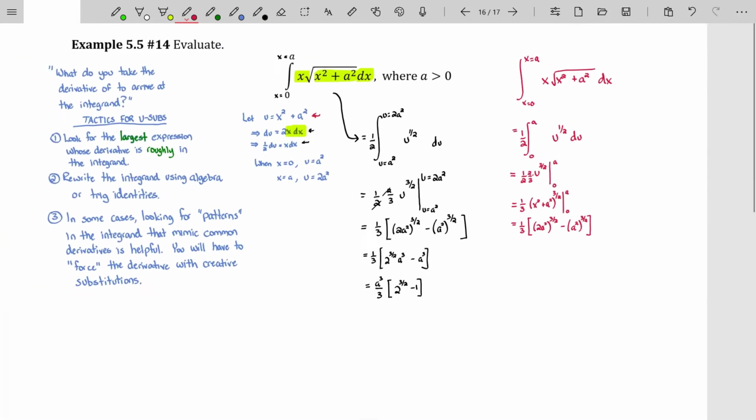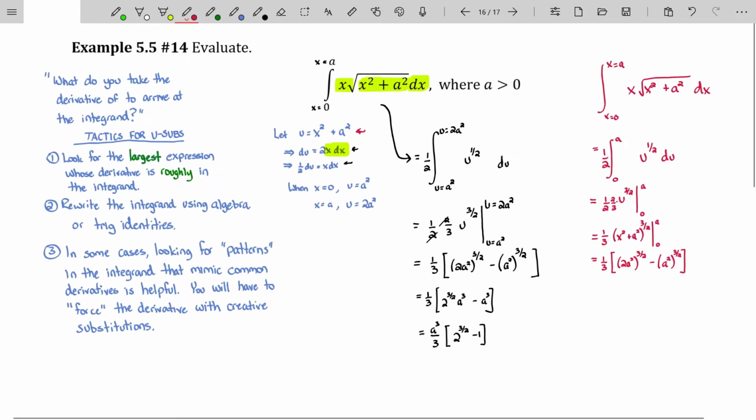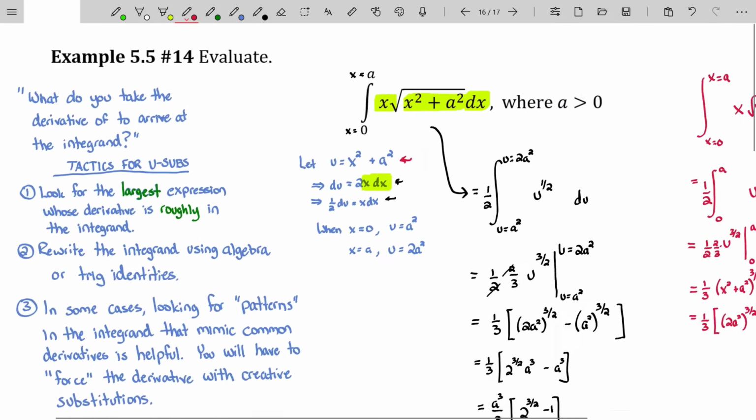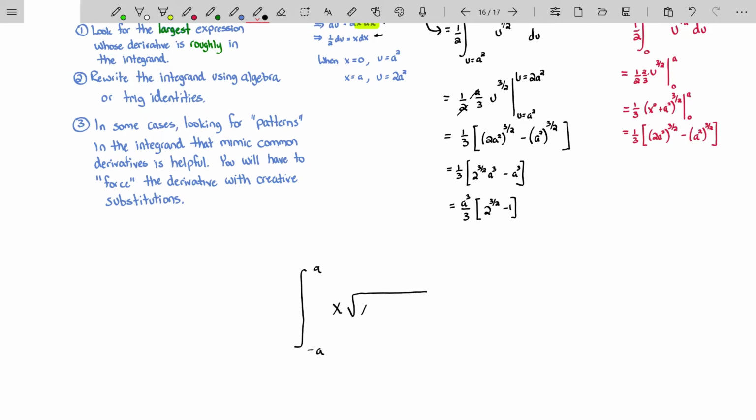One last thing I want to say here about this example, and I know this video is long, but it is the last topic in all of differential calculus, is that I could change this question very slightly to be the following. Integrate from negative a to a, x times the square root of x squared plus a squared dx.